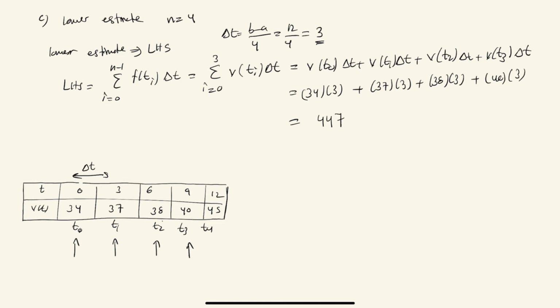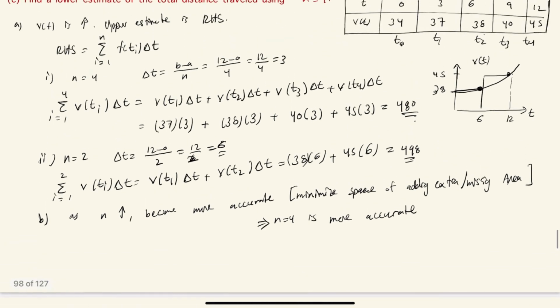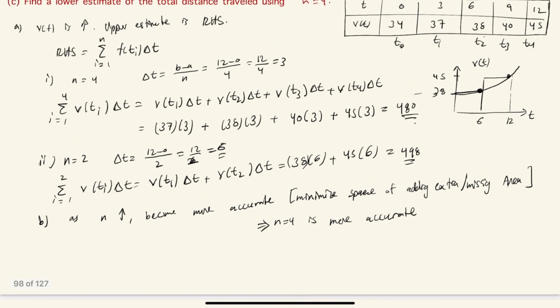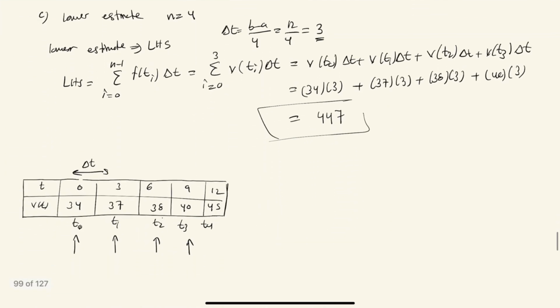So notice here, this is a lower estimate using n equal to 4, which is going to be 447, comparing to the upper estimate in A when n equal to 4, which is 480. You can see that the lower estimate has a lower value.